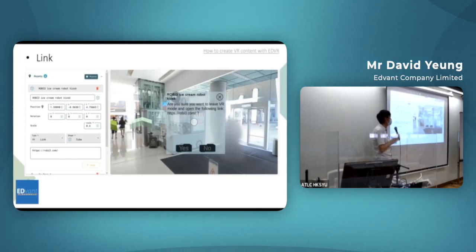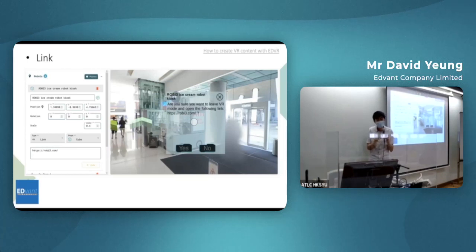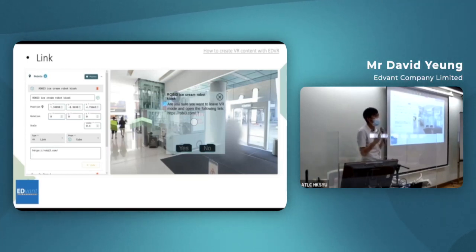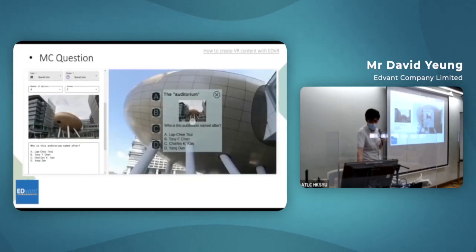Link is a special type. You can open a URL page, maybe Wikipedia, then the user will be brought away from the VR app into a browser. Because they will leave the app, there's a confirmation dialog. Apart from a browser, we can also send them to another app or maybe the app store, so long as the phone supports that kind of link.